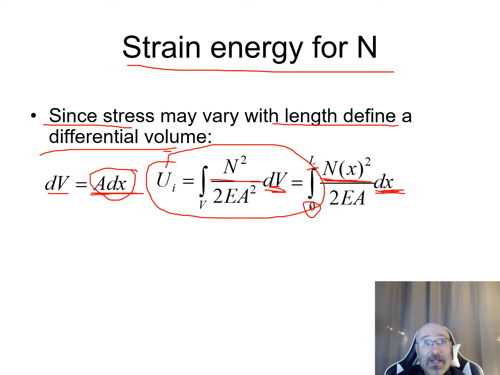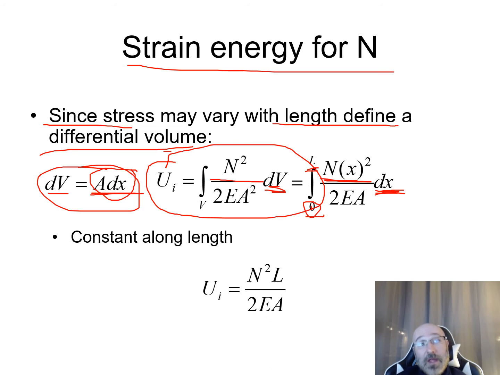By defining that differential volume, we've now related it back to length, and we can say, okay, as we go from 0 to the total length, we can look at that strain energy at each distance x along the way. Now, if it's constant along the length, then we can reduce this down and have the same relationship we've seen: our strain energy is equal to axial load squared times the total length L, all over 2 times the modulus of elasticity times our cross-sectional area.